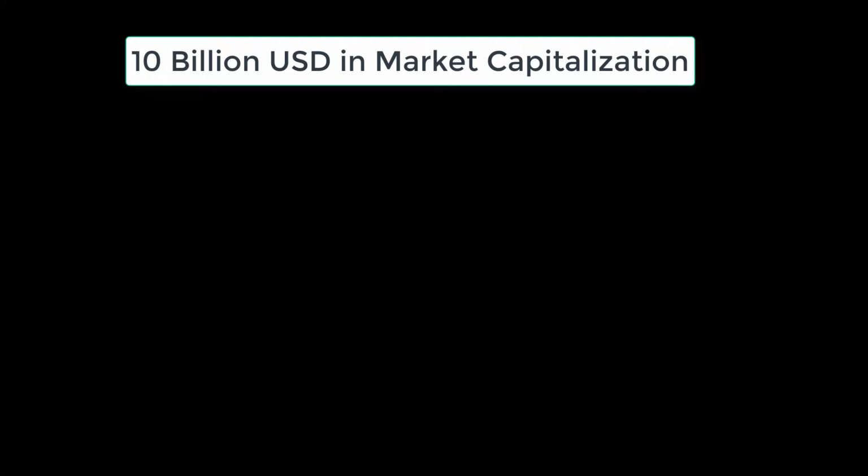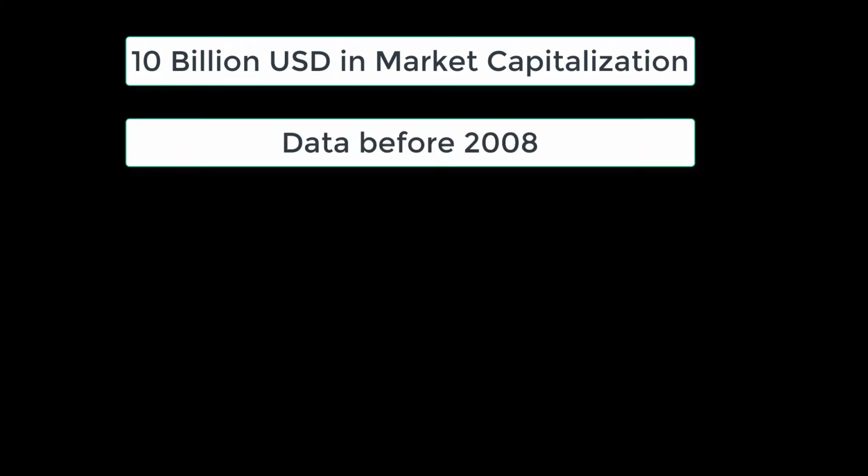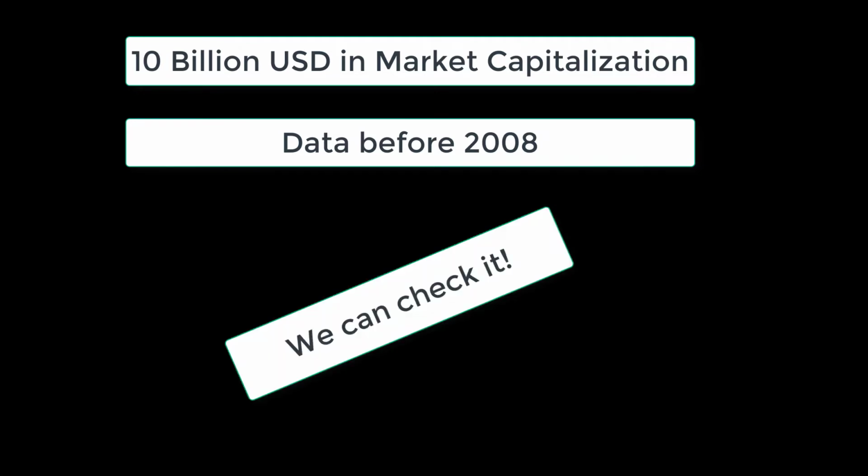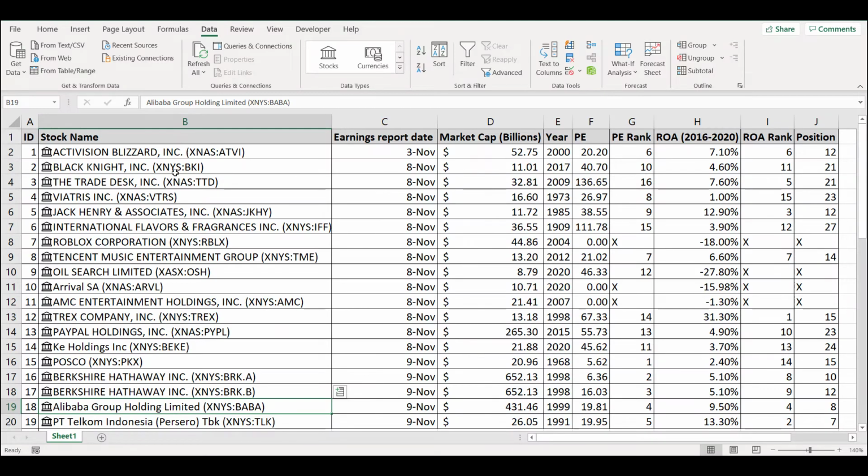As long as it has $10 billion in capital, and as long as we know the year that it was incorporated and that it was before 2008, then we can actually analyze it in the 3-block system. Nevertheless, some companies such as Black Knight in 2017 or Oil Search Limited in 2020 are in this table because we have not cleaned it yet. We will do that in future videos.